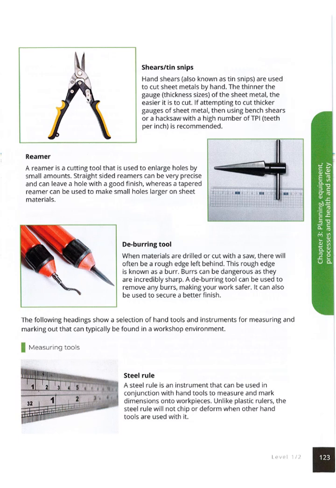If attempting to cut thicker gauges of sheet metal, then using bench shears or a hacksaw with a high number of TPI, so that's teeth per inch, is recommended. So if you've got anything thin, like a thin sheet of aluminium, tin snips will be absolutely perfect for you. But honestly, they are just scissors for metal.